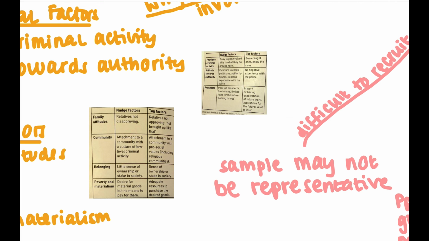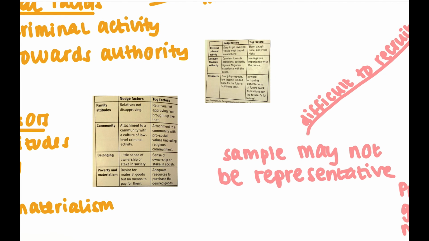The tug factor there being if you had adequate resources to purchase the goods, so perhaps they were in work, they were getting a decent income, so they could afford to purchase the goods. They didn't see any need to loot, and therefore they didn't get involved there. So that's how, from the interviews, that's what they worked out as the different nudge and tug factors of why people did get involved. The final thing that we need to talk about are the criticisms of this study.